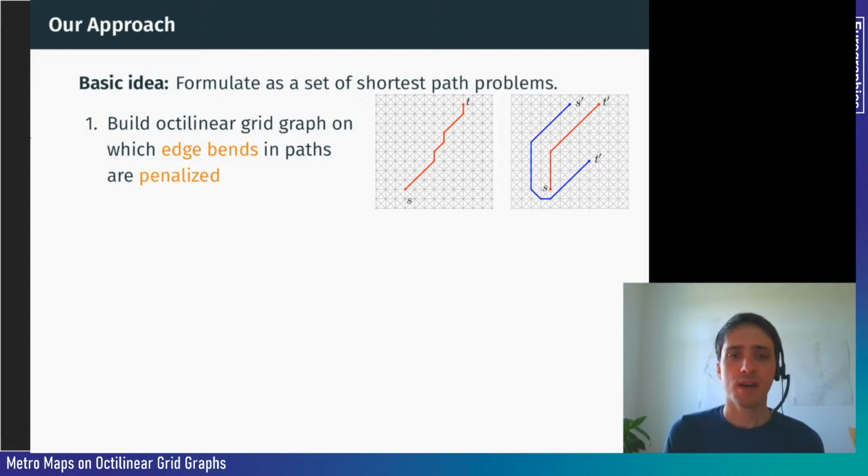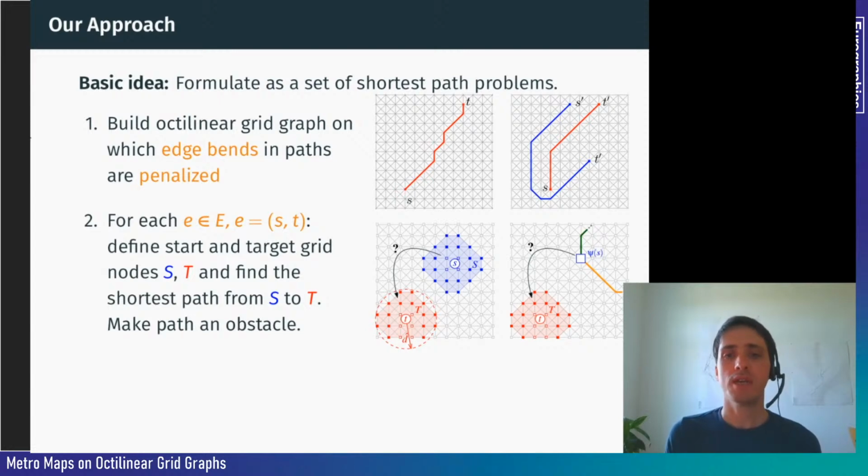So given such a grid graph, we now do the following. For each input edge E going from S to T, we define a set of start node candidates, big S, depicted here in blue, and a set of target node candidates, big T, depicted here in red. And now the octilinear representation of this input edge E is just the shortest path from the set big S to this set big T here.